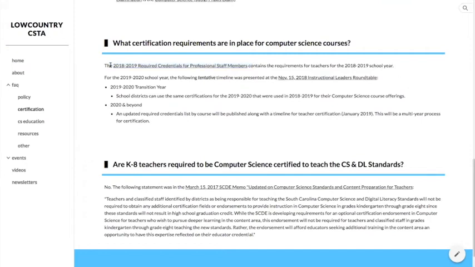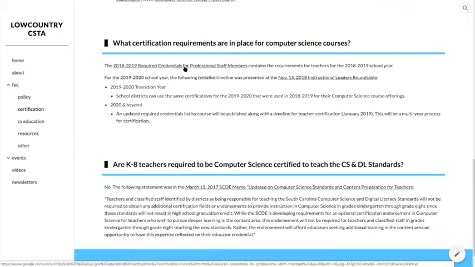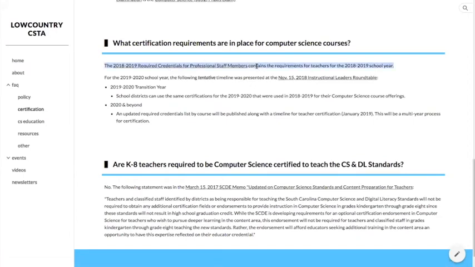The requirement in place right now is a variety of certification areas to teach the computer science classes: business and marketing, computer technology certified, science, math. It's an array of certifications, and it's by course. So if you're not sure if you're allowed to teach a certain course, click on this link, find the course name, and see if you are allowed. Now remember, this is for this school year only.